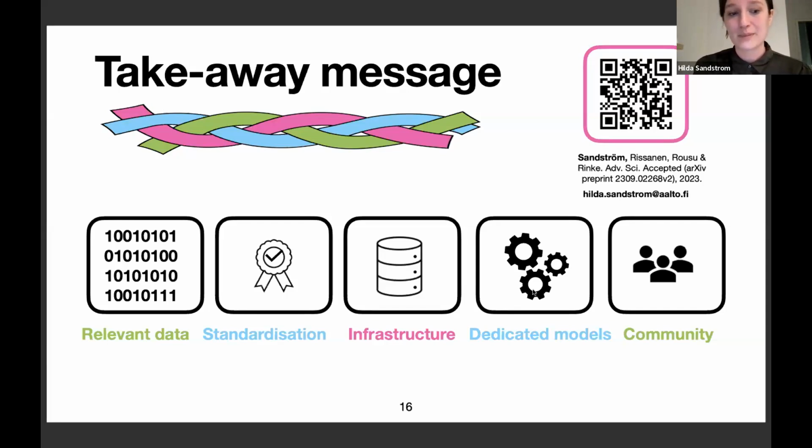Right now, the mass spectral libraries are lacking relevant data, and we need community efforts to both share standardization practices and infrastructure to make this type of mass spectrometry data available for the machine learning developers.